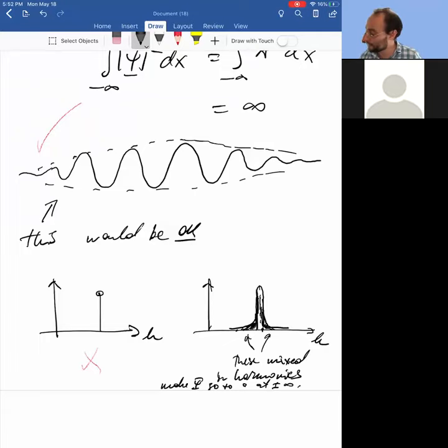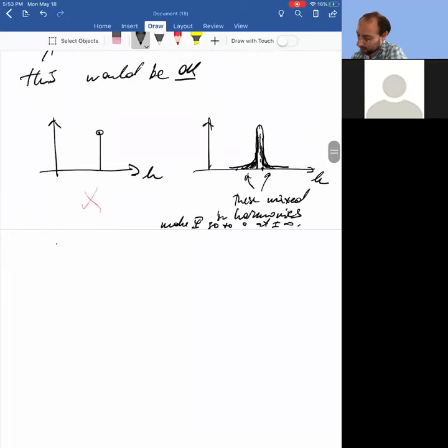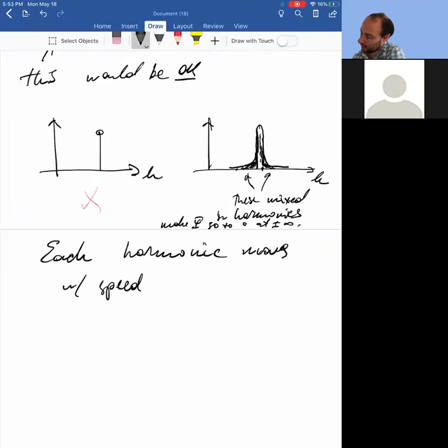All right, but wait a minute. I just said each harmonic travels with its own speed. Each harmonic moves with speed omega over k. Omega equals h bar k squared over 2m. Remember, anything that satisfies the free-particle Schrodinger's equation will have this relationship between wave number and frequency. That's h bar k over 2m.